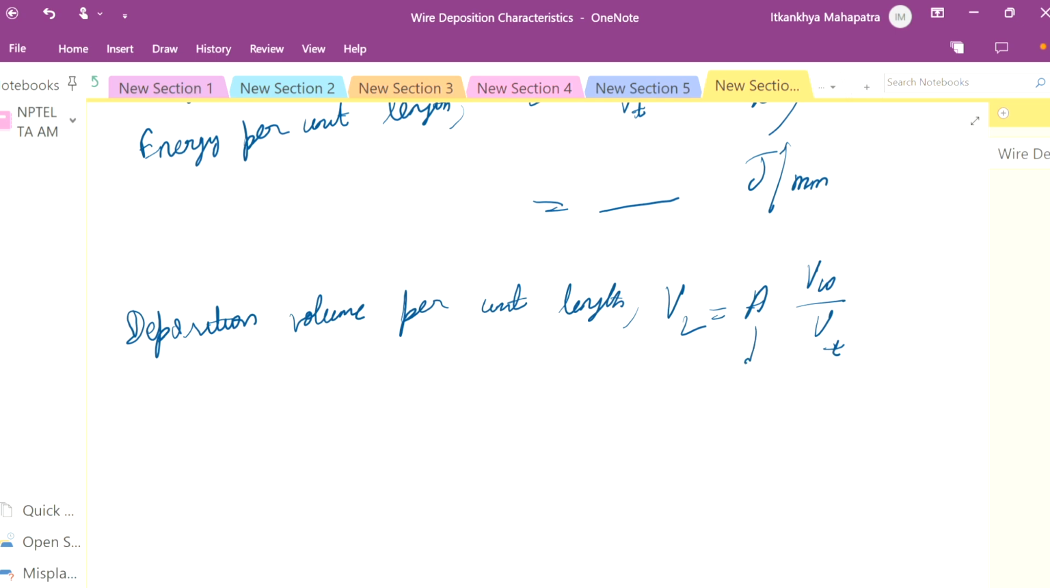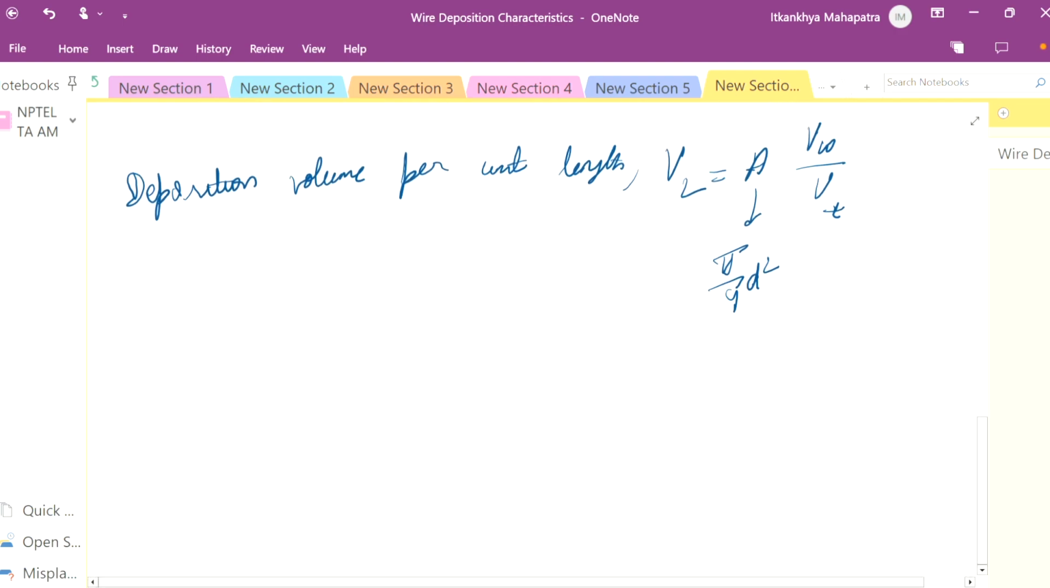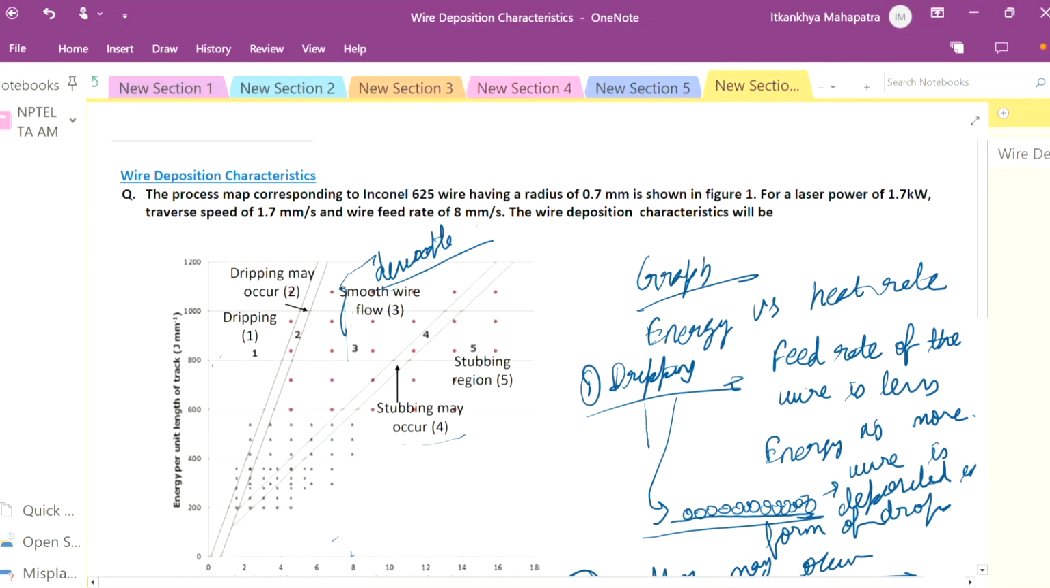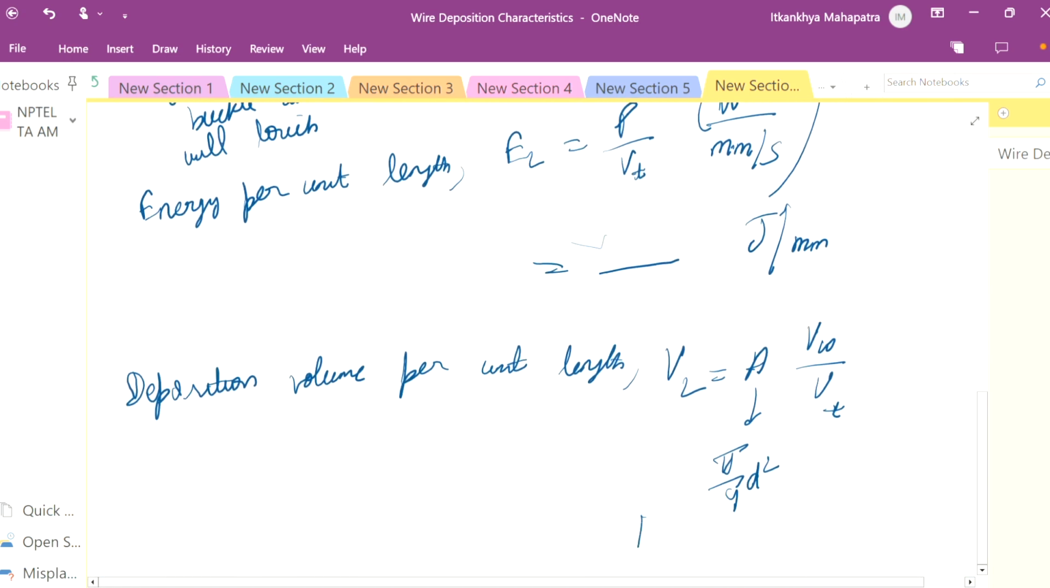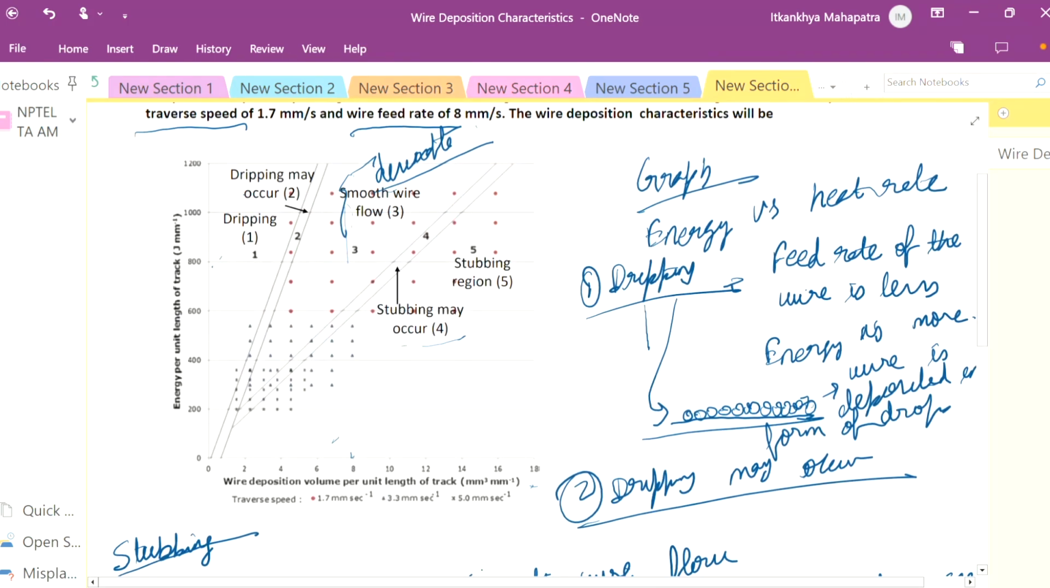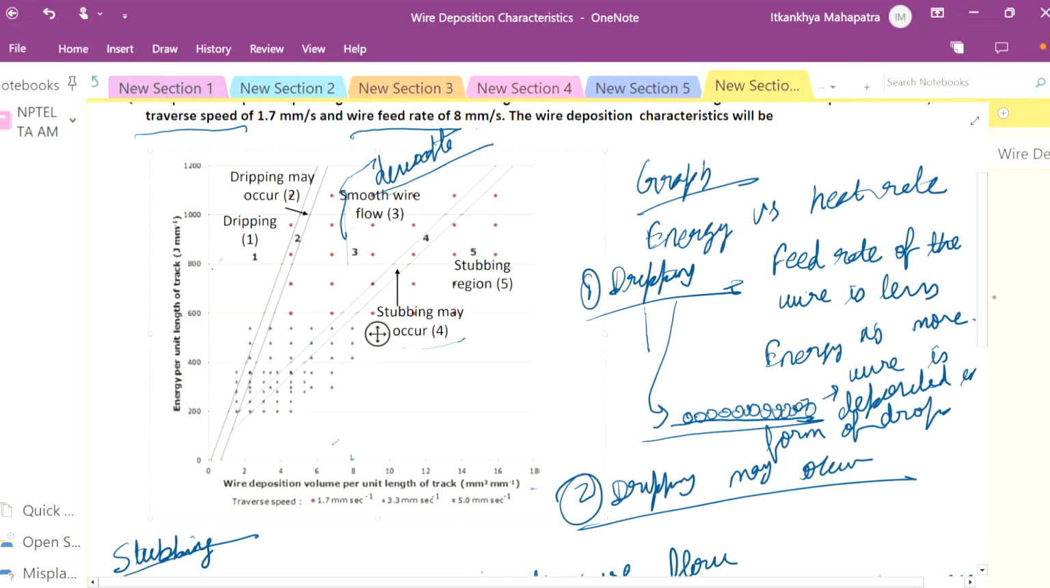Now A is pi by 4 d square. D you already know, pi by 4 1.4 square. See, VW by VT, wire feed rate and transfer speed, both are given. So you have to just put the value and get the answer. Okay, then you will get a value here. So from that you will confirm in the graph in what range it occurs.